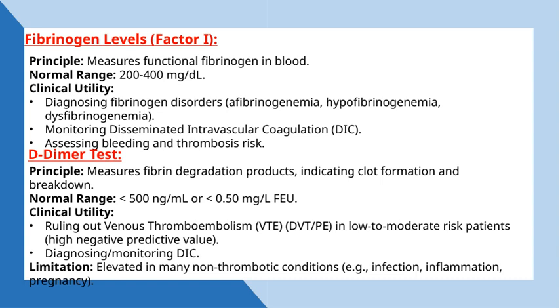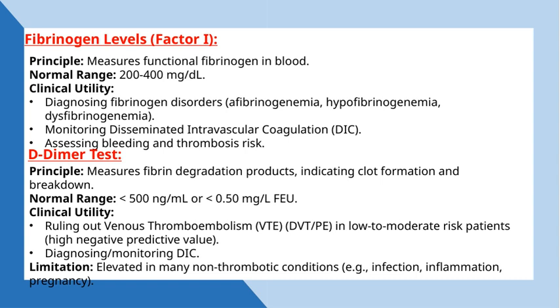Now, moving on to the D-dimer test. This test measures fibrin degradation products, which are fragments that appear when a clot is broken down. So, if there's active clot formation and breakdown happening, D-dimer levels will be elevated. The normal range is less than 500 nanograms per milliliter, or less than 0.5 milligrams per liter.